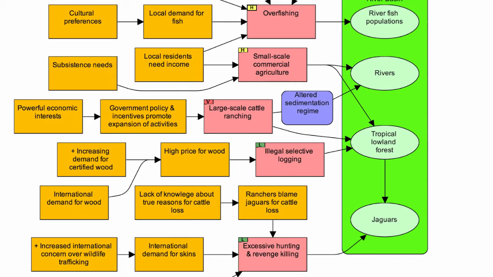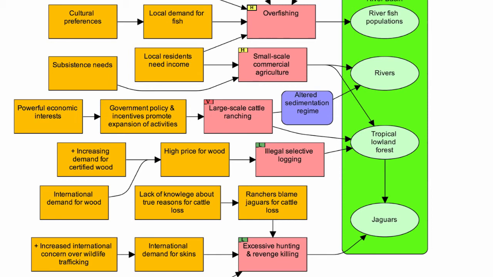You can see the results of this rating process illustrated with small color-coded boxes in the upper left corner of each direct threat box. In this example, large-scale cattle ranching was rated as a very high threat, while overfishing and small-scale commercial agriculture were rated as high threats. The threats of illegal selective logging and excessive hunting and revenge killing were rated low.